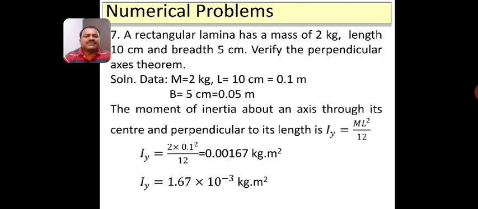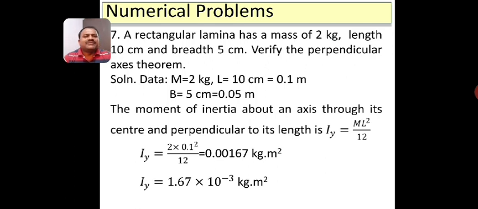So next, the seventh problem. A rectangular lamina has a mass of 2 kg, length 10 centimeter and breadth 5 centimeter. Verify the perpendicular axis theorem. So here the given object is a rectangular lamina and you are supposed to verify the perpendicular axis theorem. For that, you need to imagine two mutually perpendicular axes in the plane of the lamina, and then the third axis which is passing through the intersection of these two axes and perpendicular to the plane.